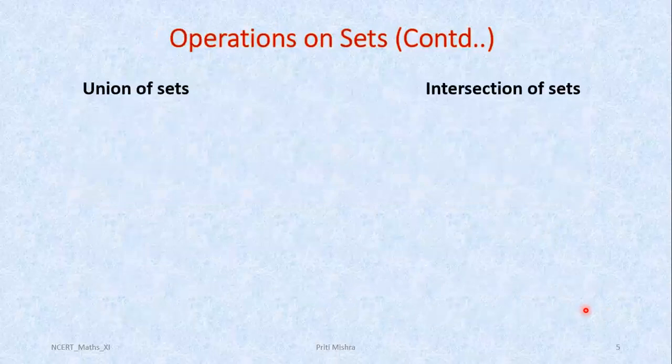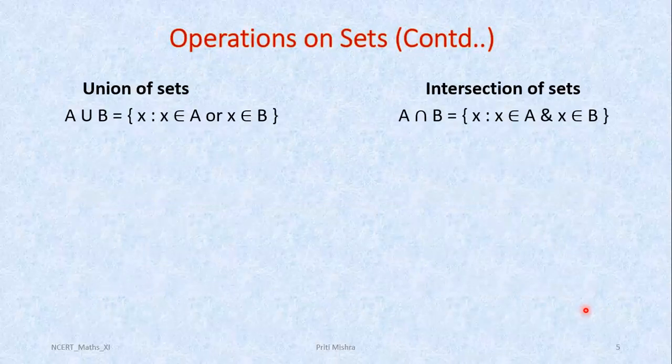Now I'm going to explain the set builder form. For writing the set builder form of A union B, we will write it like {x such that x belongs to A or x belongs to B}. Means x is an element of set A or it is an element of set B. While writing for intersection of sets, we will write A intersection B is equal to {x such that x belongs to A and x belongs to B}.